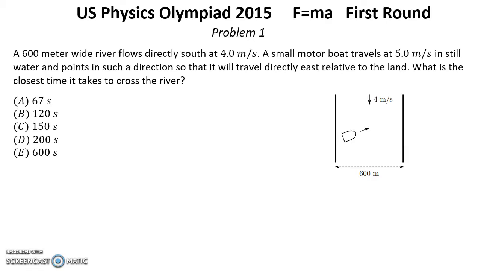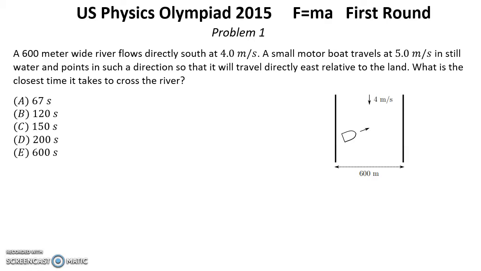Problem 1. A 600 meter wide river flows directly south at 4 meters per second. A small motor boat travels at 5 meters per second in still water and points in such a direction so that it will travel directly east relative to the land. What is the closest time it takes to cross the river?